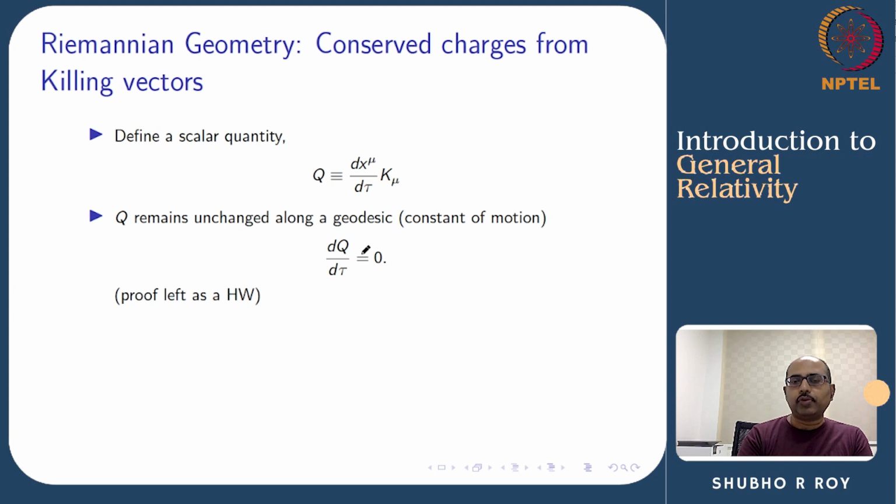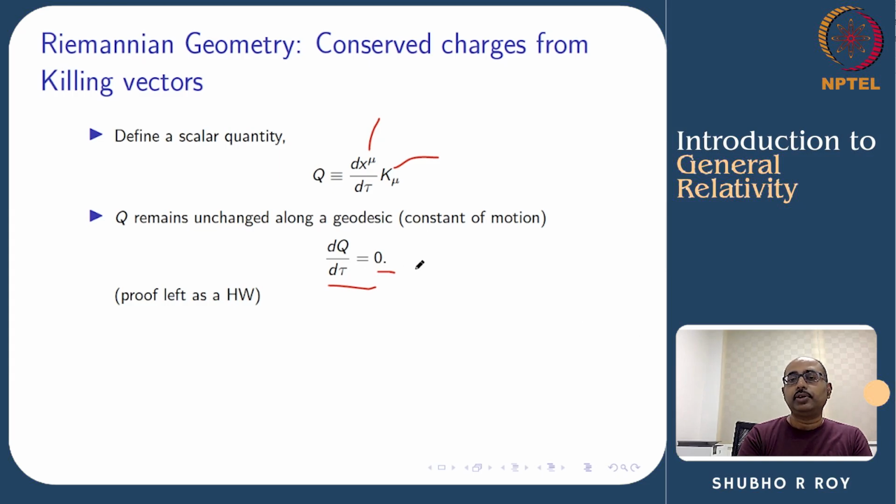And I will leave it as homework. It's very easy to show that if you take the tau derivative of both sides of this equation, and then use the geodesic equation for this part, and use the Killing vector equation for this part, this gives you the conservation law. The proof is left as homework. I think you should be able to do these elementary proofs. As I said, all you need to do is use the geodesic equation when the time derivative acts on this part, and when the time derivative acts on the k mu part, you should use the Killing vector equation to simplify it, and you should see everything cancels out, and you get 0.